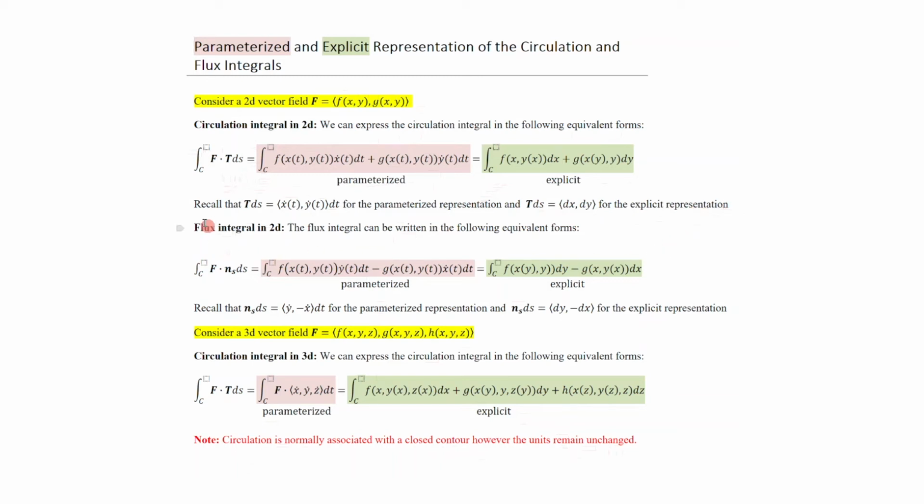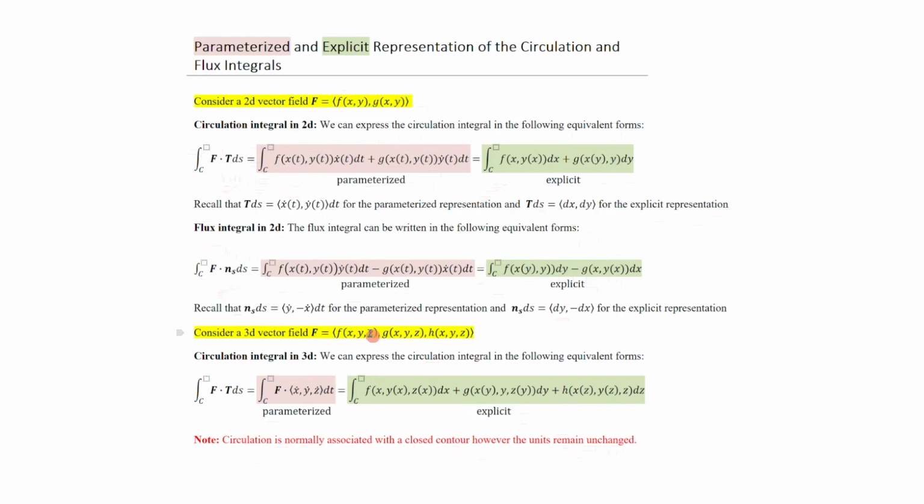All right, so the next thing is to do the flux integral in 2D. The flux integral can be written in the following equivalent forms. F dot N dS, this is the parameterized representation, and this is the explicit representation. Again, recall what N dS is from the previous slide. It has this form for the parameterized representation and this form for the explicit representation.